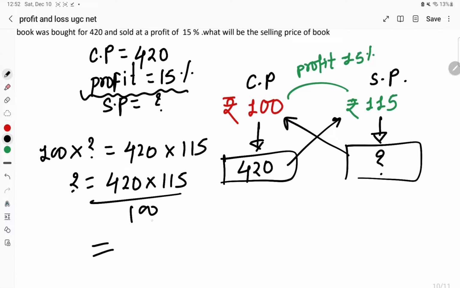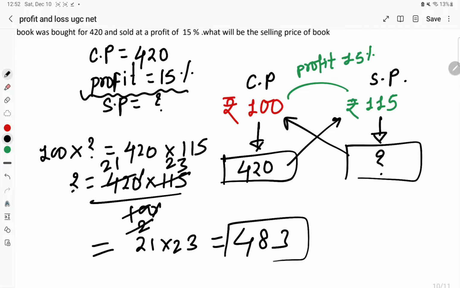Okay, so 0 got cancelled here. 5 2s are 10, 5 2s are again 10, 5 3s are 15, right? Similarly, 2 2s are 4 and 2 1s are 2. Calculate 21 into 23. The answer will be 483. This is how we have to calculate these kinds of questions using this particular shortcut method.